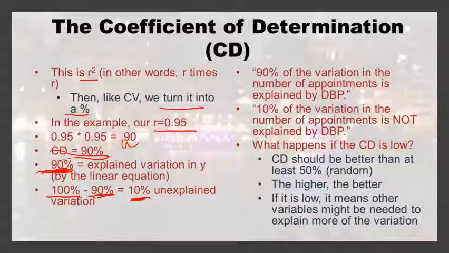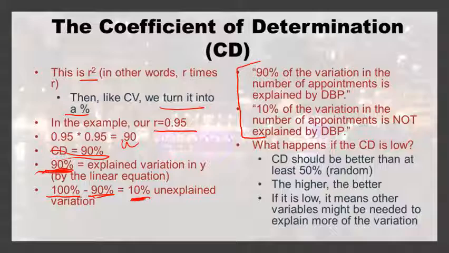Now, how we would write this in statistics, like if you were writing a paper and you needed to explain this in your results, this is the language you would use. You would say 90% of the variation in the number of appointments is explained by diastolic blood pressure, or DBP. And then you would say 10% of the variation in the number of appointments is not explained by DBP, or diastolic blood pressure. That's really all it is.